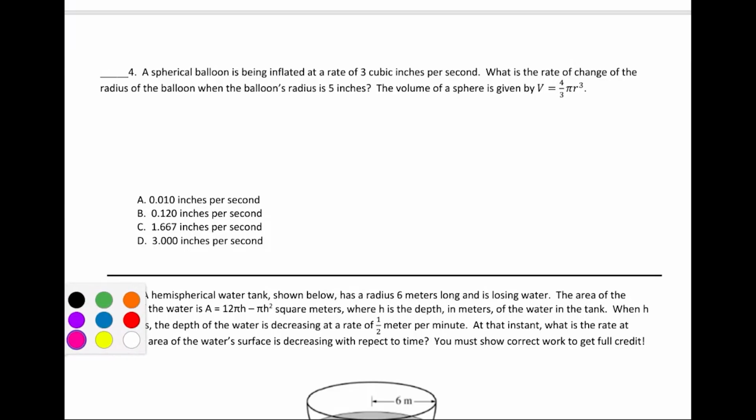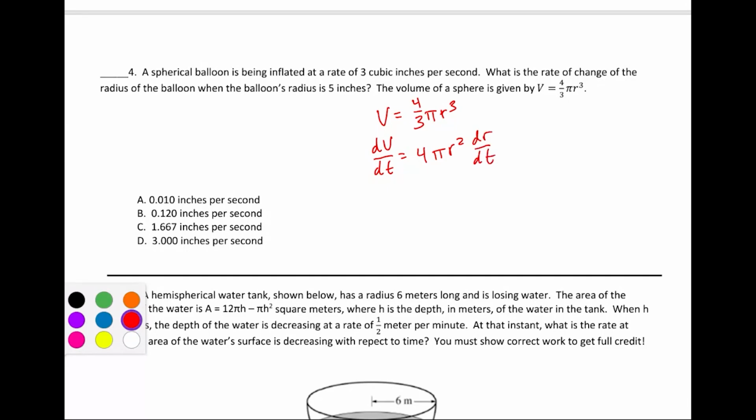Now, on the AP test, they're going to give you this volume of the sphere formula, so you don't need to worry about memorizing that. But that's where we're going to begin. V equals 4/3 pi r cubed. If we differentiate that with respect to time, we're going to get dV/dt equals 4 pi r squared dr/dt.